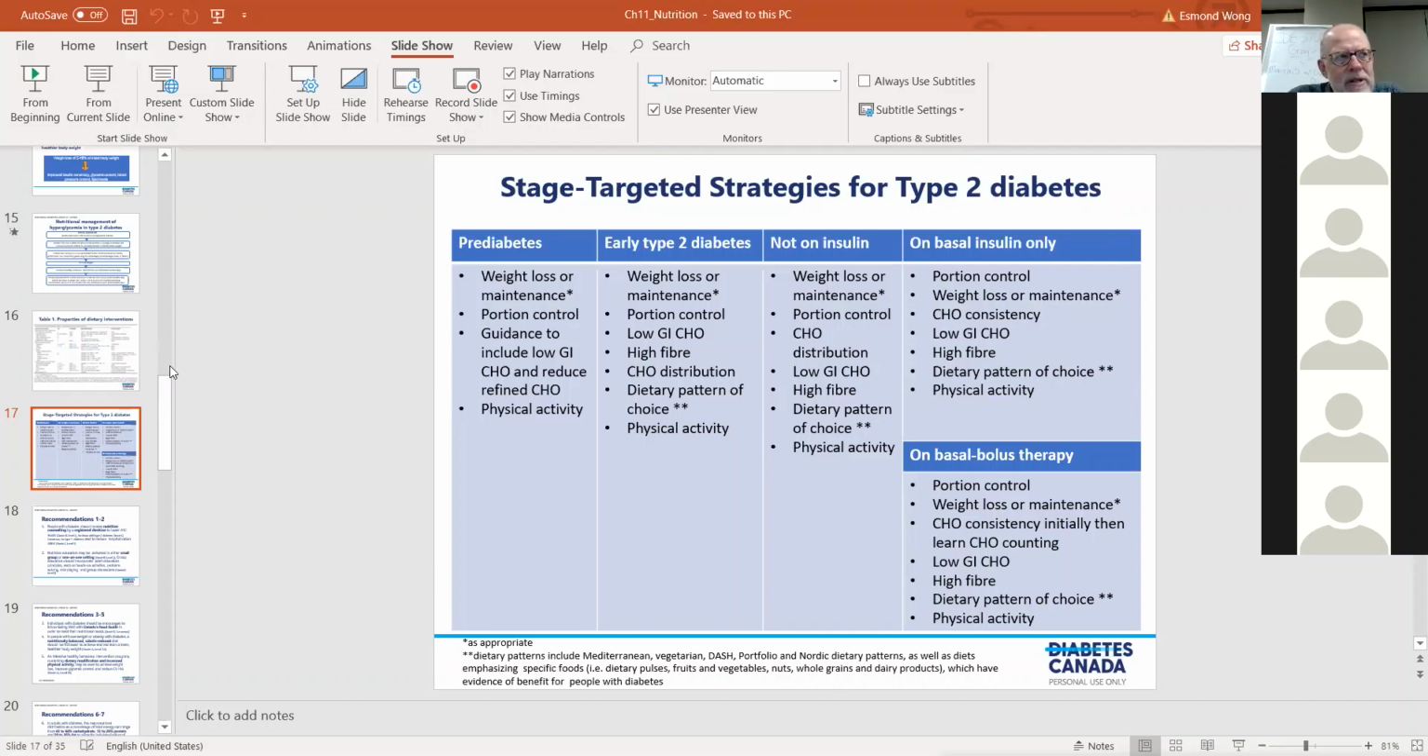As well, in early type 2 diabetes, you might look at one of those dietary patterns that we talked about. Like I said, I'm sure there are others that are just as beneficial, but those are the ones that have been studied, like the Mediterranean diet and so on.